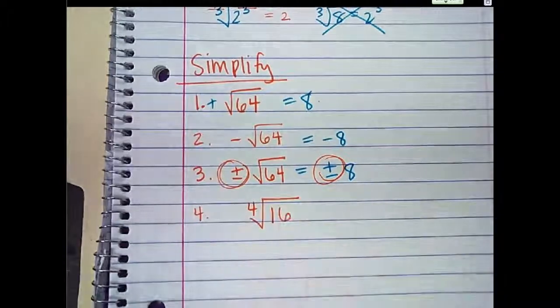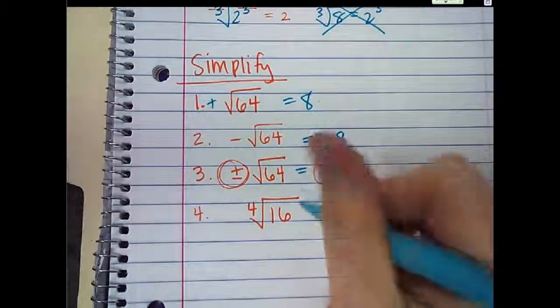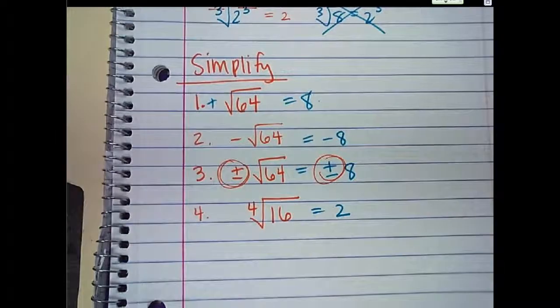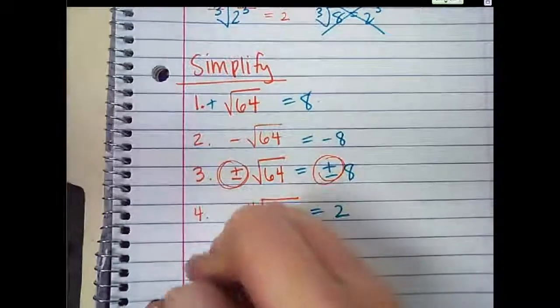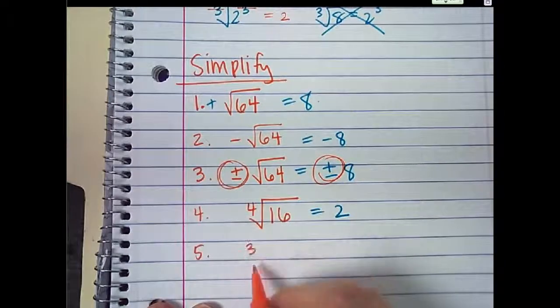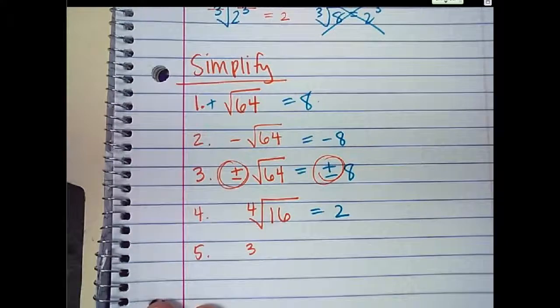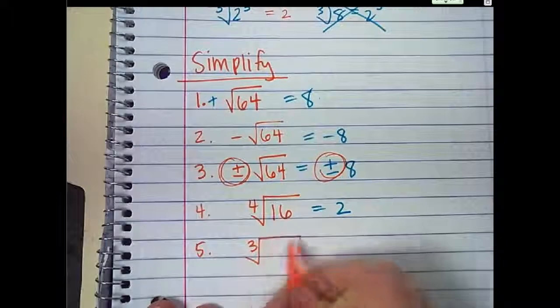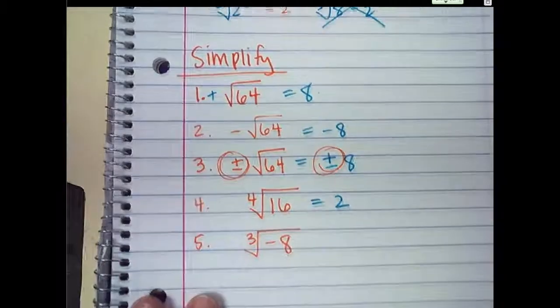So I'm changing the root on you. Instead of a square root, I moved to 4th root. 2. Why is it 2? Right. 2 to the 4th is 16. So just 2. That's all you have to put. Am I moving too fast? No. You got it. If I am, just tell me because they go so quick.